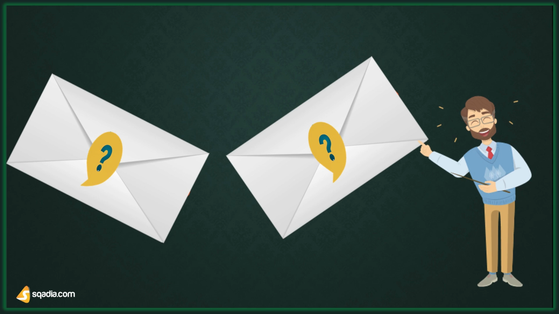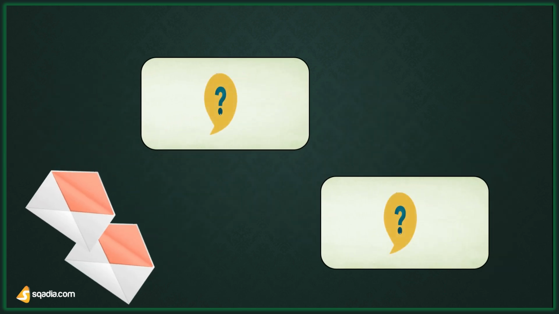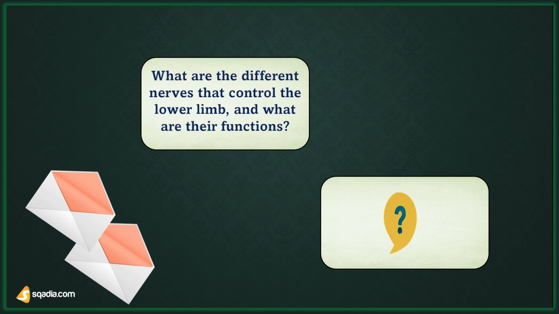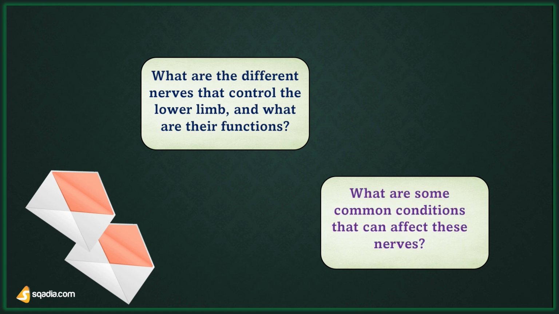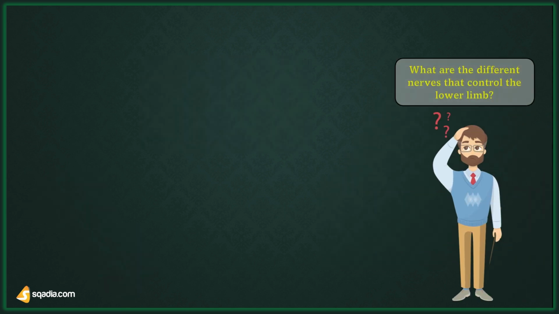The first question is the obvious one, since we want to learn about names and function of the nerves that supply the lower limb. So, we can word the question as: what are the different types of nerves that control the lower limbs, and what are their functions? The second question that we'll be able to answer at the end of this video is, what are some common conditions that can affect these nerves? To answer the first question, let me enlist the nerves that innervate the lower limb.